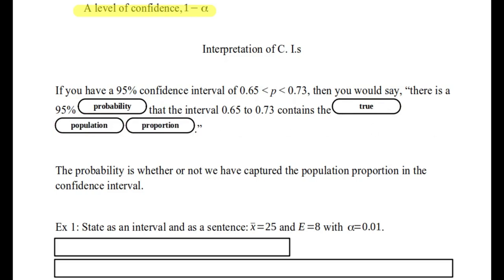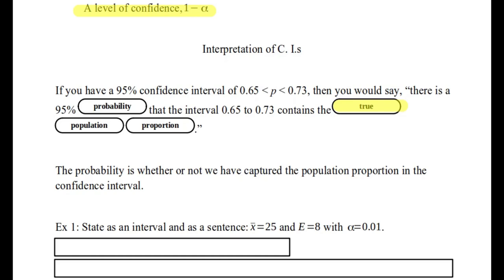Now, we can say this a little bit more directly. We can emphasize the fact that we don't yet know the true population proportion. We've got a sample. So we can say that that interval captures the true population proportion 95% of the time.